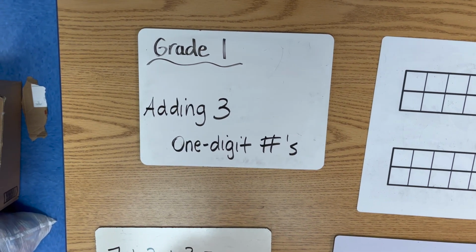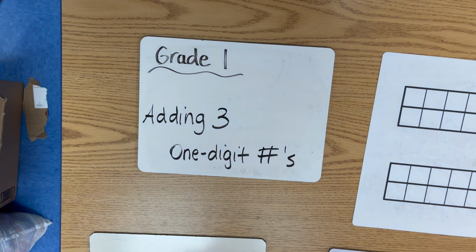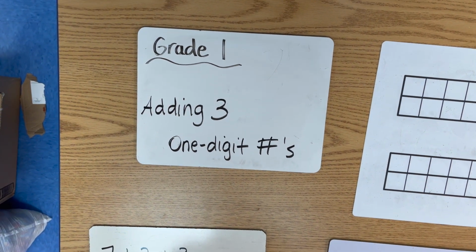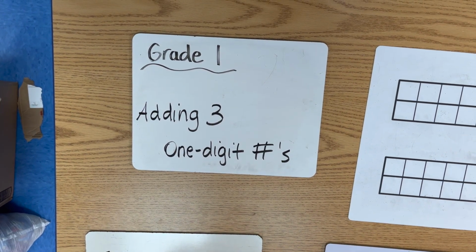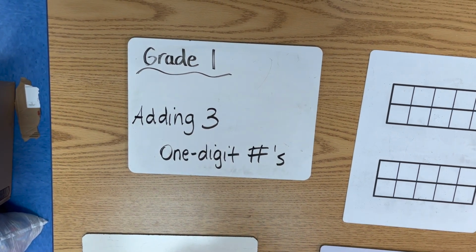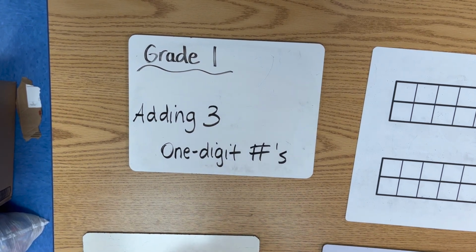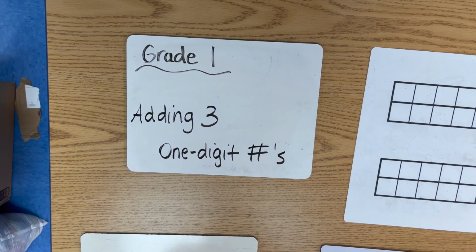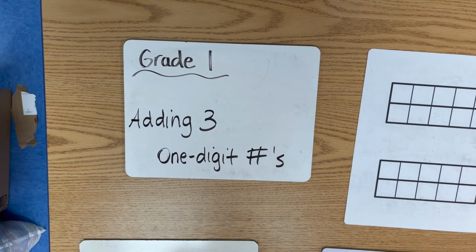Hello first grade families. In this video we're going to show you how we teach the children about adding three one-digit numbers. We're now moving past the standard equations where there's just two numbers, and now we're moving to adding a third number. So thinking about all the strategies that we've learned thus far for first grade, we're going to use some tools and some different strategies to help children understand how to add three one-digit numbers.